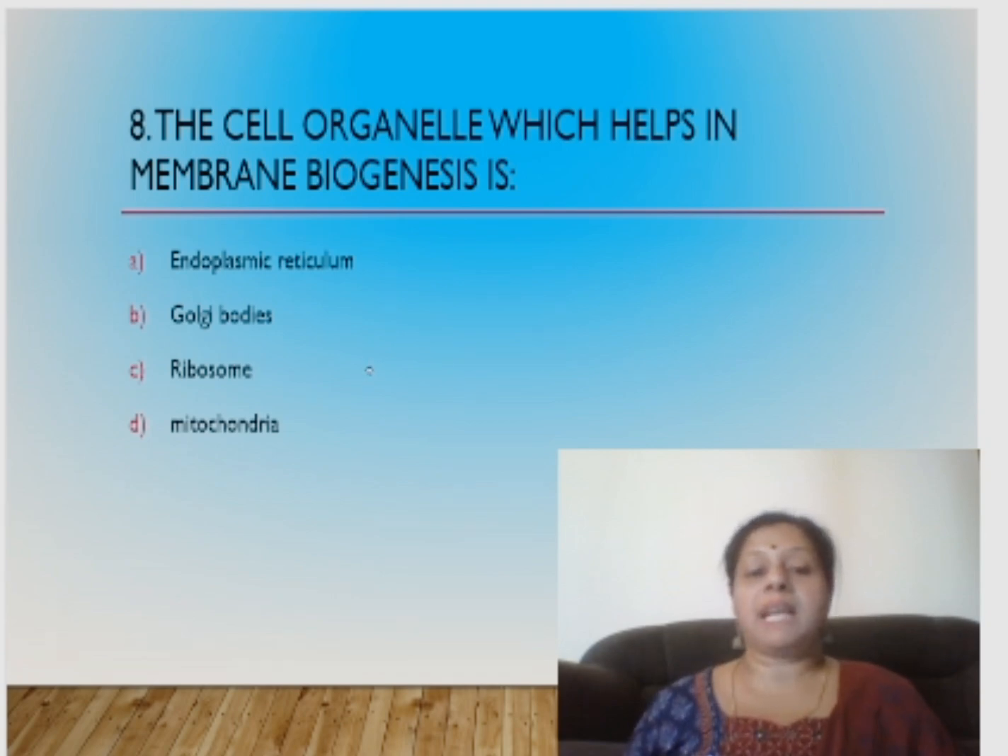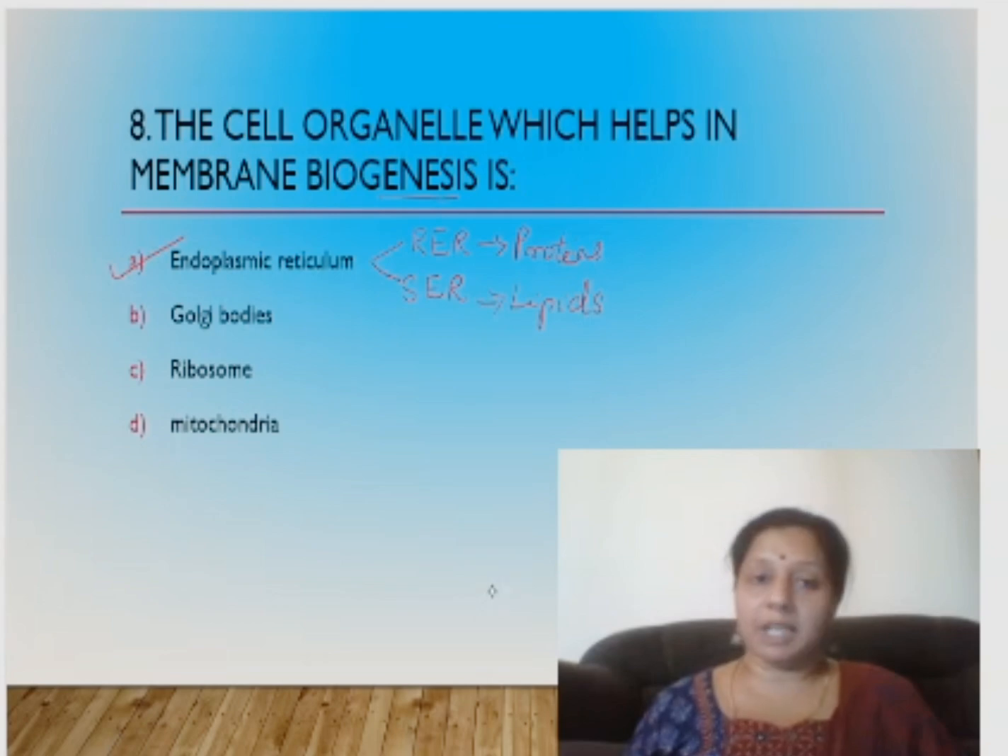The cell organelle which helps in membrane biogenesis. Genesis means synthesis or formation of new membrane. We know that endoplasmic reticulum can be of two types, a rough endoplasmic reticulum and a smooth endoplasmic reticulum. Rough endoplasmic reticulum helps in the formation of proteins, whereas smooth endoplasmic reticulum helps in the formation of lipids. And membranes are made up of proteins and lipids, so the organelle is endoplasmic reticulum.